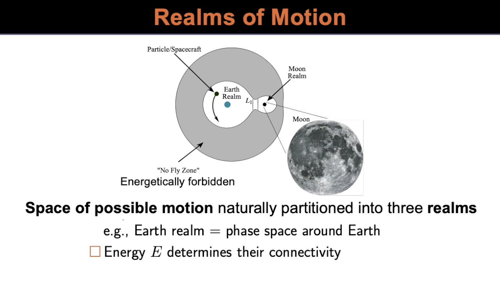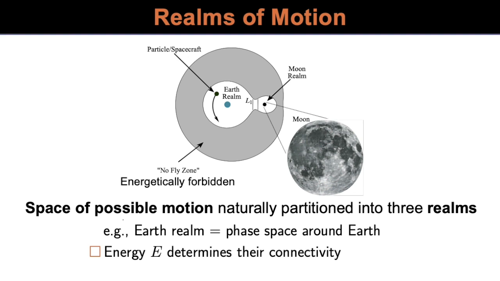Another thing we get from this three-body energy is that the space is divided into different realms of motion. So what I'm showing here is for a particular value of that three-body energy, and just looking at the moon's orbital plane, the white region is where the spacecraft can be. The gray is not. It's just energetically forbidden. And this is in the rotating frame. You wouldn't have anything analogous in the inertial frame, so you have to do this in the rotating frame.